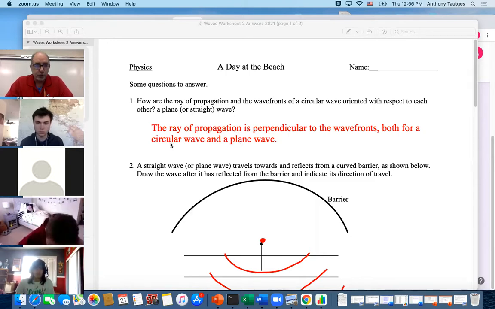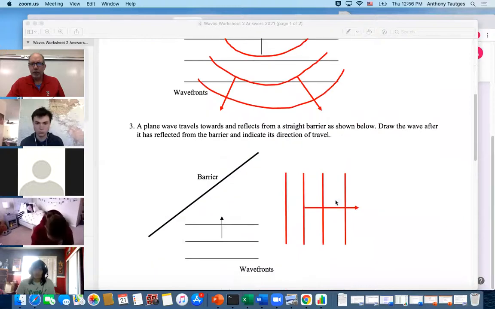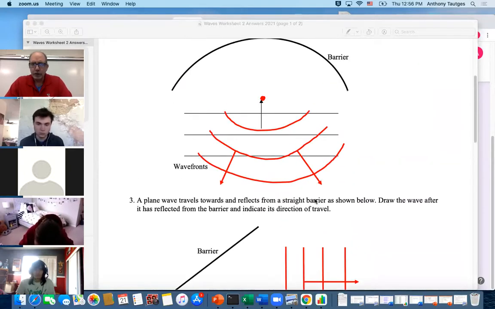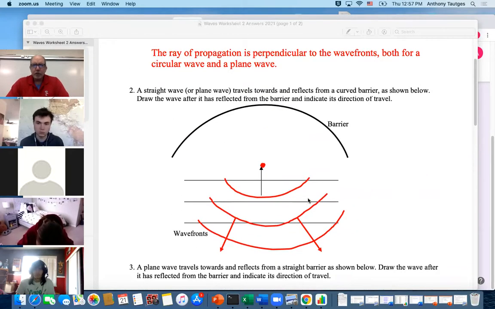So for a circular wave, it goes out from the center along a radius, okay? So check your drawing to see if it does. And for a straight wave, it is perpendicular. For example, going down here, this is the rate of propagation for a plane wave, perpendicular to the wavefronts being the crests of the wave. Rate of propagation goes like this. All right, for number 2, a plane wave bouncing off a curved barrier.